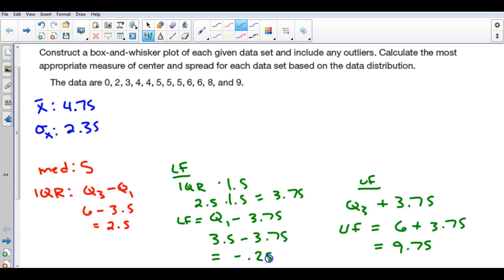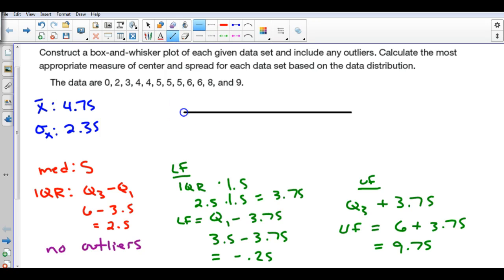So if there is anything lower in my data than negative 0.25, which we can see there isn't, or if there's anything above 9.75, and again, we can see there isn't. So what that means is that we have no outliers. So I'm going to write that down. We have no outliers. So there aren't any of those really extreme low values or extreme high values, which means that our data is probably going to be pretty symmetric.